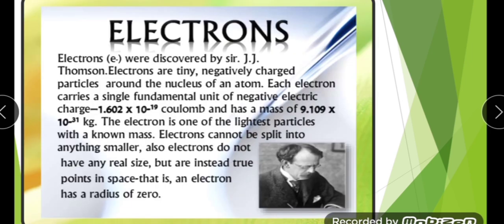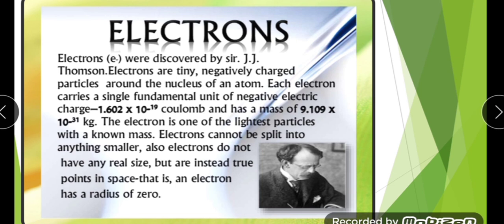Electrons were discovered by Sir J.J. Thomson, as I have told you in the earlier video. Electrons are negatively charged particles around the nucleus of an atom. Each electron carries a single fundamental unit of negative electric charge, that is 1.602 × 10^-19 coulomb, and has a mass of 9.109 × 10^-31 kilogram. The electron is one of the lightest particles with a known mass. Electrons cannot be split into anything smaller.